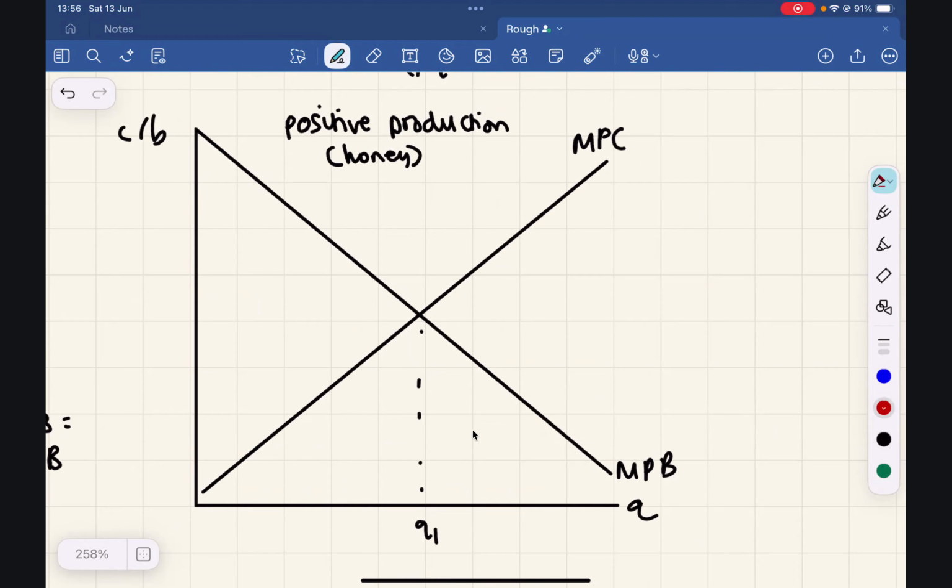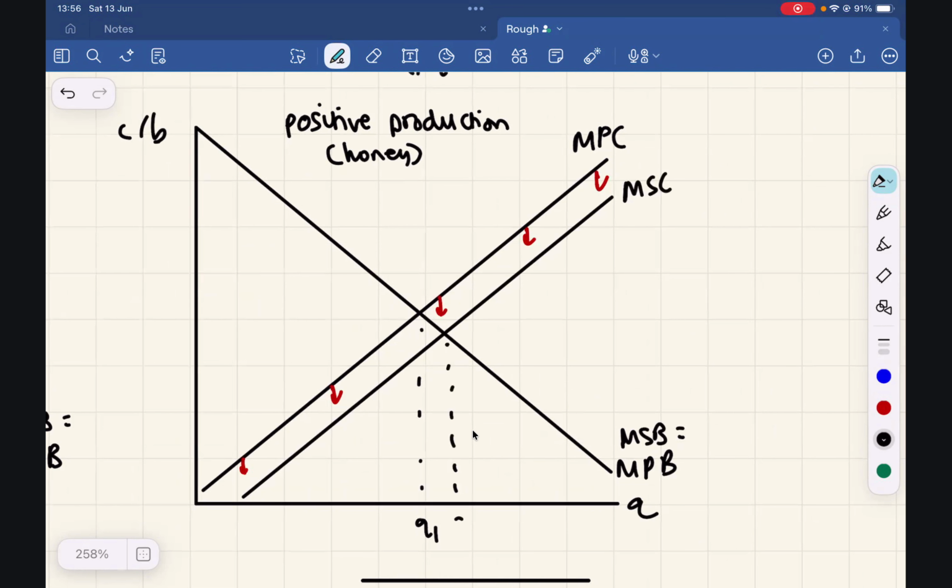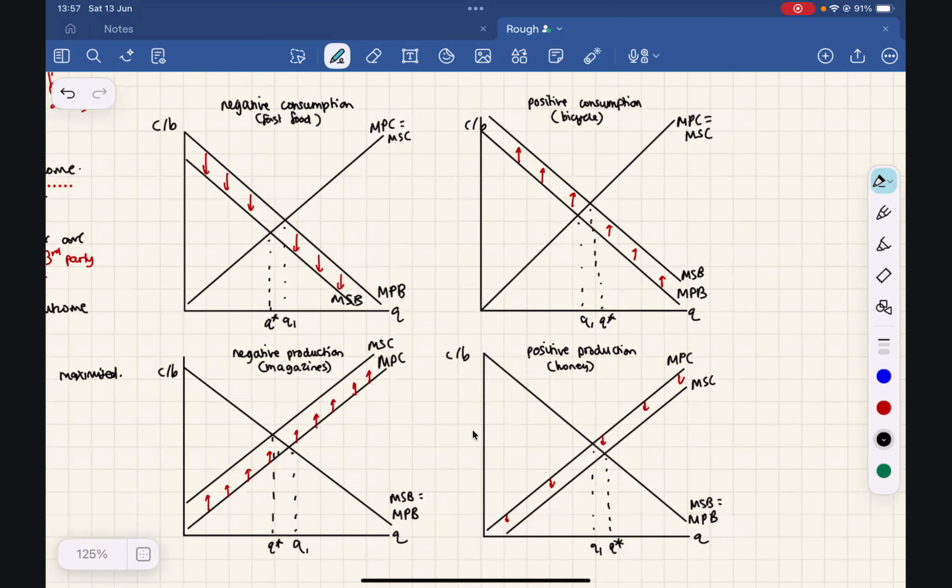So if I factored that in, well, I would say MPB equals MSB, there's nothing good or bad in the consumption side of things. In the production side of things, it would actually just be a touch lower. Because we factored in, yes, it costs a certain amount of money to produce honey, but there's actually a benefit of producing it. So that would be your MSC curve. And then that would be your Q star. And then if we look at them as a whole, it's optional to do the price. You could do that with the Q1, you could do a P1, you don't have to.